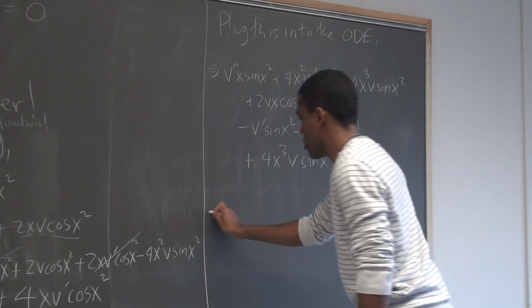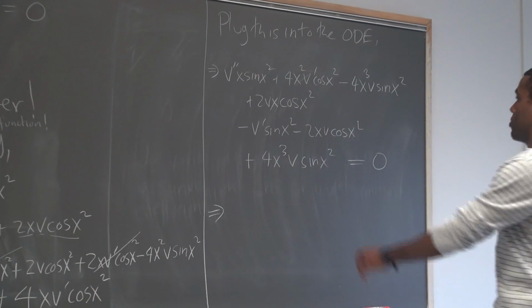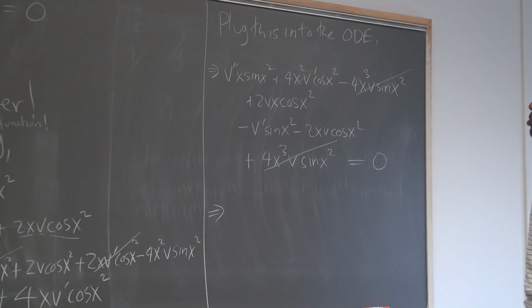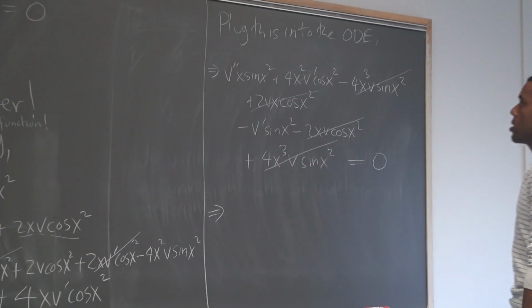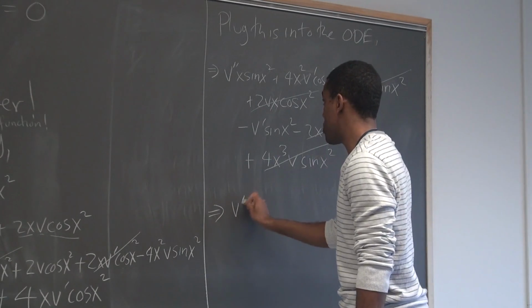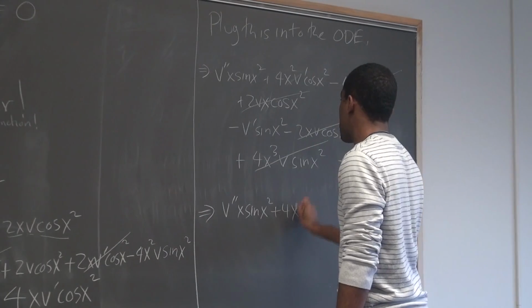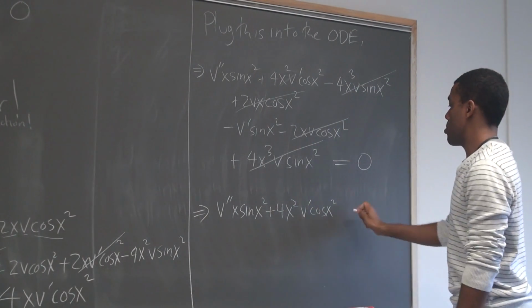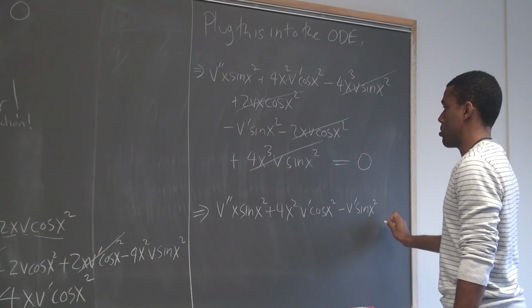Does anyone die? Someone should. Yeah, the 4x cubed. These guys? Okay. Gone. Anyone else? On the 2x v. These guys? Gone. Yeah. That's all we can get away with, right? So here we have v double prime x sine x squared plus 4x squared v prime cosine x squared minus v prime sine x squared.